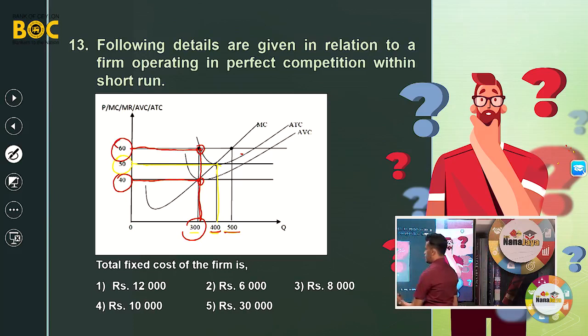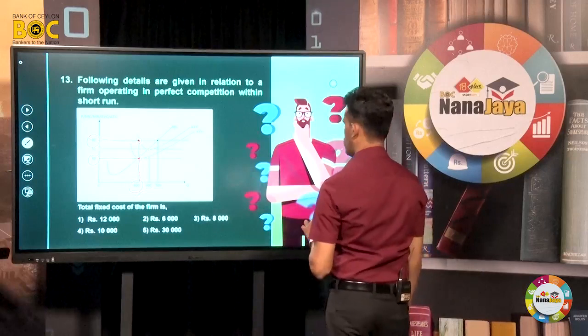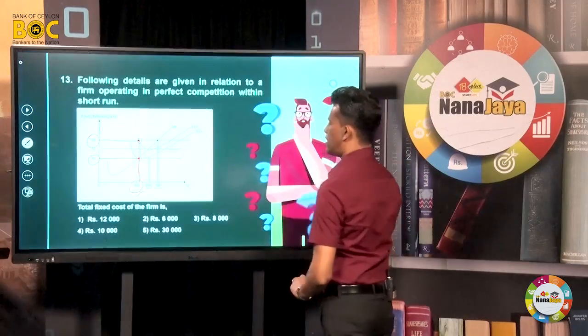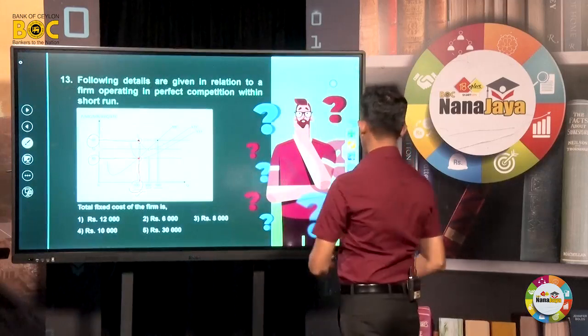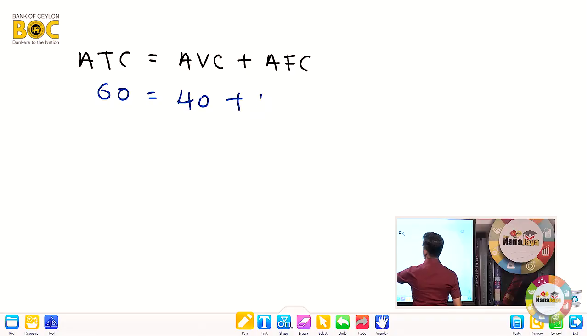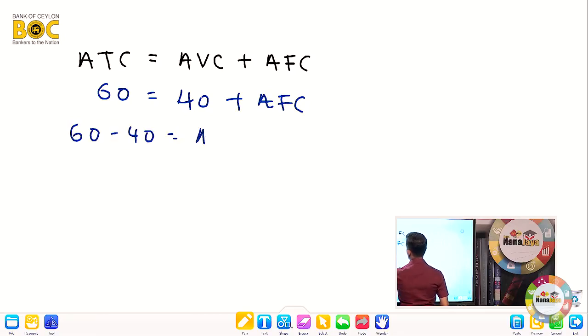So if this firm is producing 300 units, average variable cost is 40 rupees and average total cost is 60 rupees. When they are producing 300 units, all this information is applicable. Going back to the diagram, at 300 units, AVC is 40 and ATC is 60. What is not known is the average fixed cost. With that we can calculate it: 60 minus 40 is equal to average fixed cost. So average fixed cost is 20.